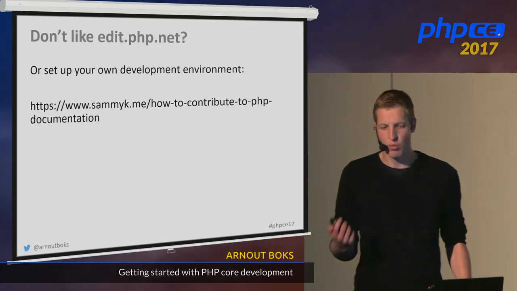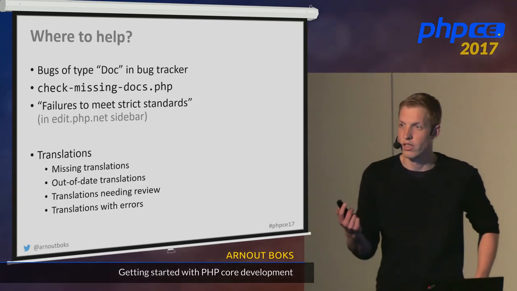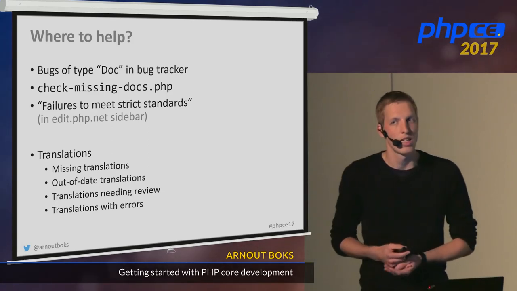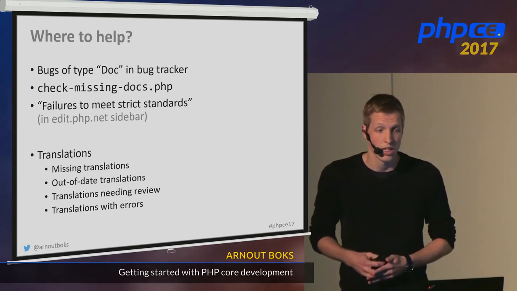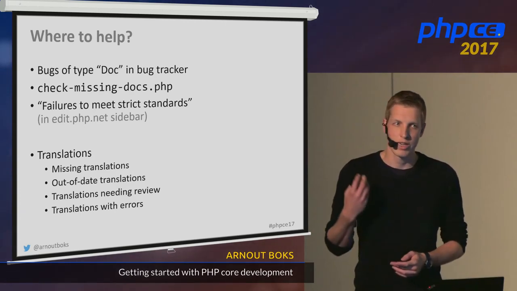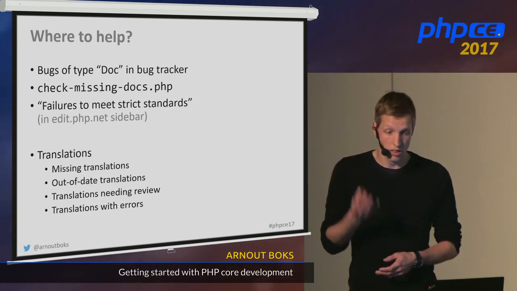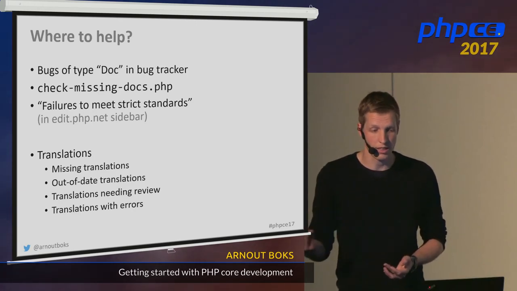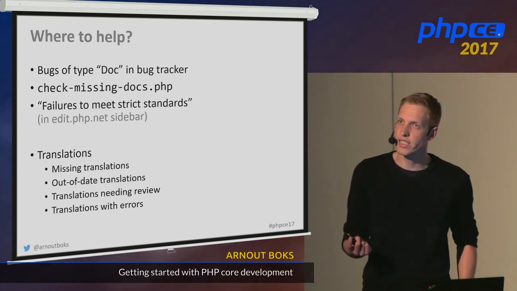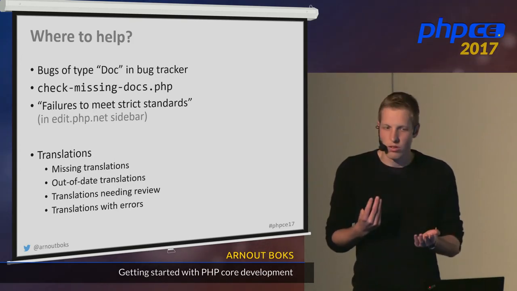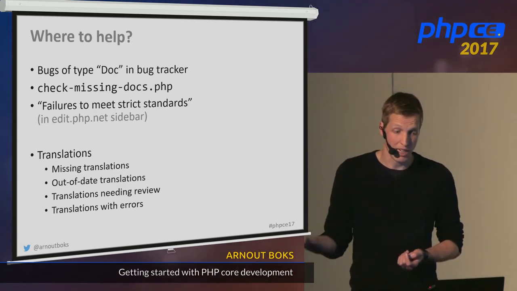So where can you best help out with the documentation? Well, the bug tracker also has a bug type doc for documentation bugs. So you can just go to the bug tracker and look for bugs of type doc and see if you can fix those documentation bugs. There's also a check missing docs script in PHP, which checks for which functions and extensions and methods there is no documentation yet. So it prints out a list of functions that still need to get documentation. And in the edit.php.net sidebar, there's also a section, failure to meet strict standards, which is kind of a check style for the documentation. So these are mostly minor issues, but solving them can make the documentation better.